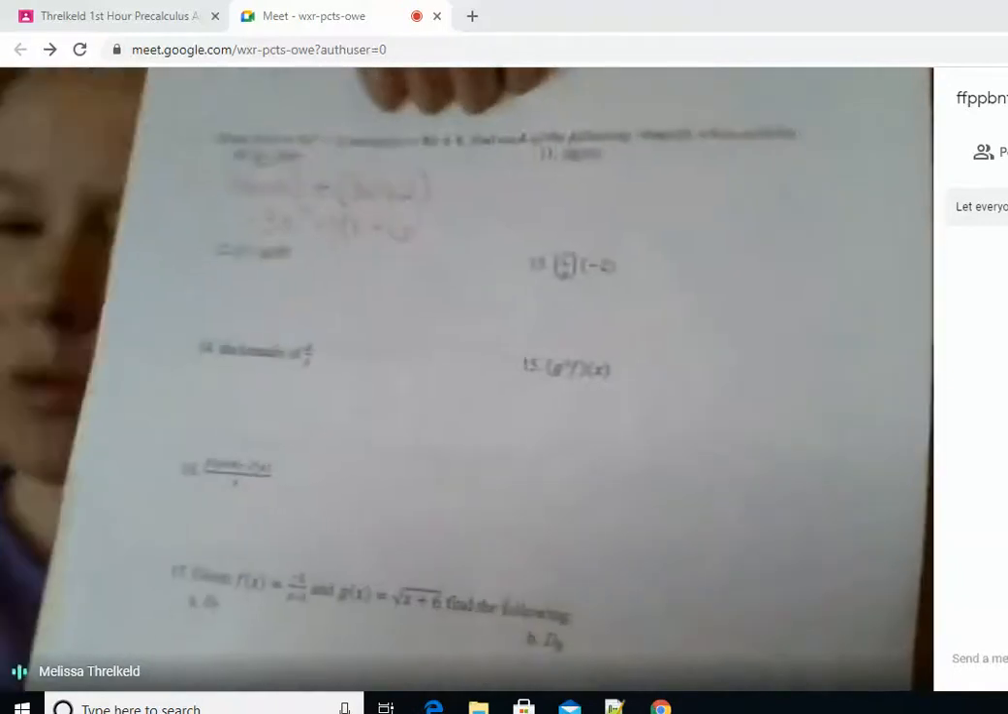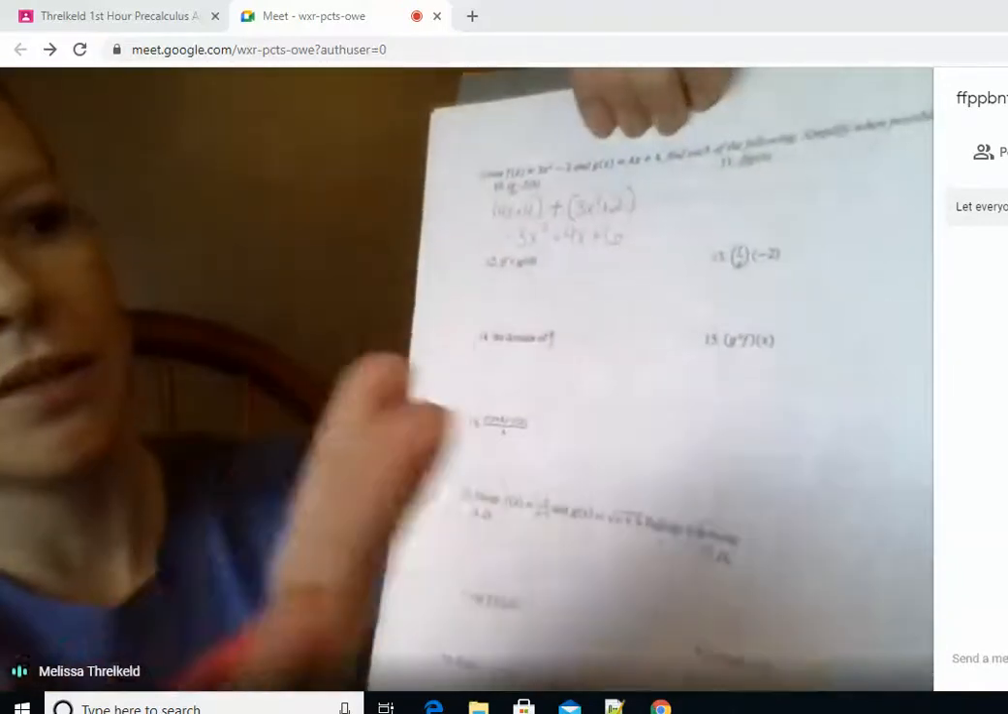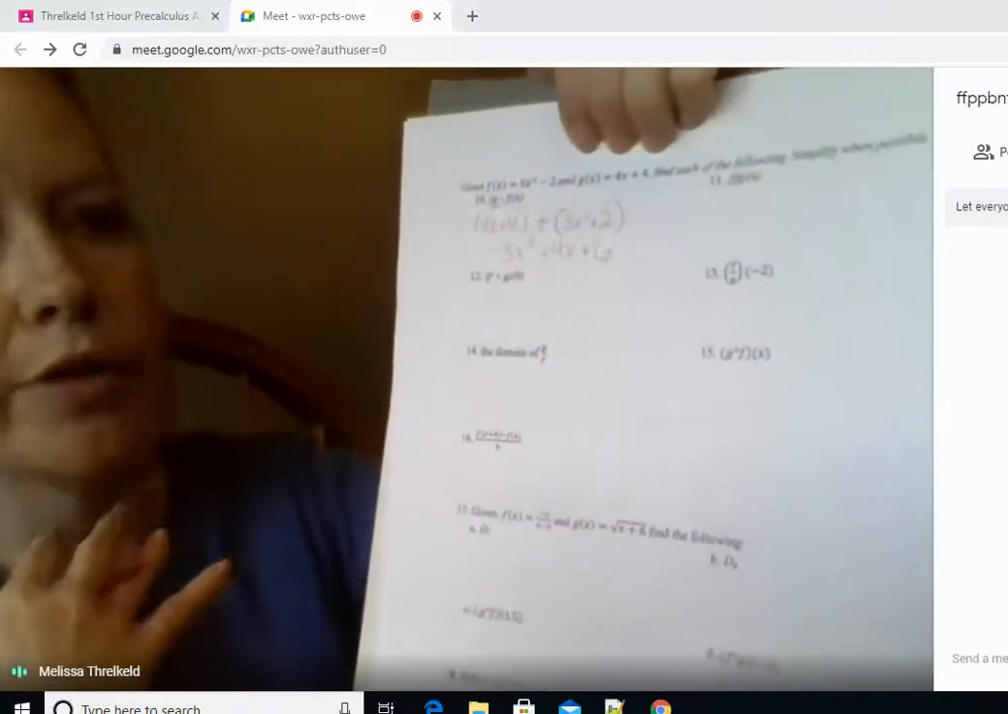It doesn't matter what order you write those terms in. So if you had like 4x plus 6 minus 3x squared, that's fine. You just have to have all of the terms.